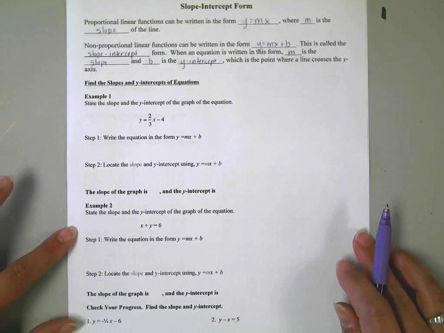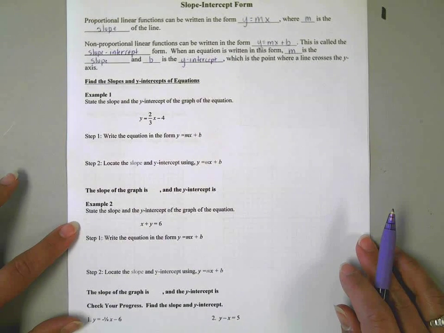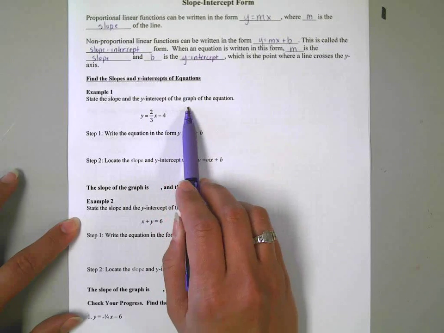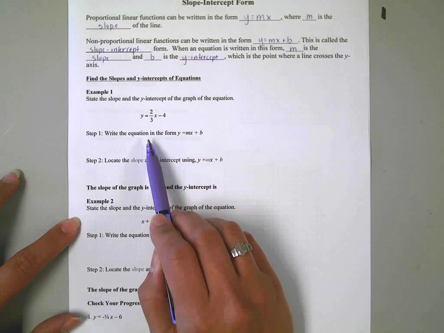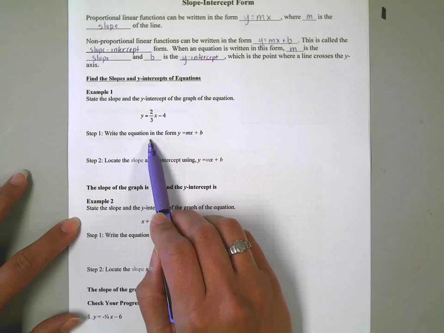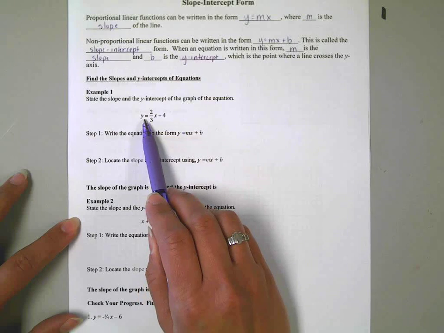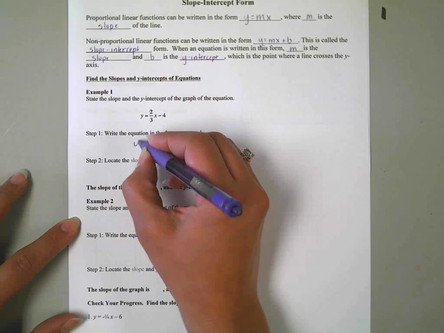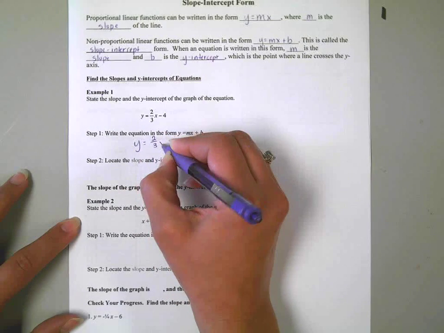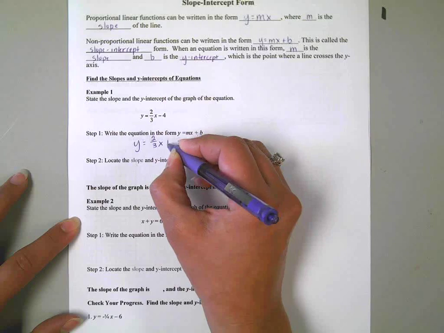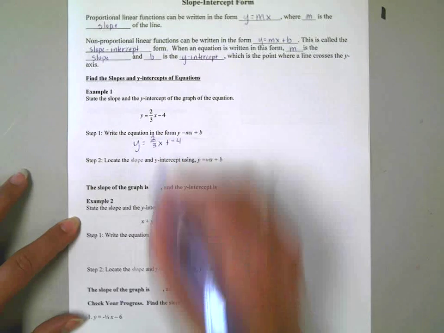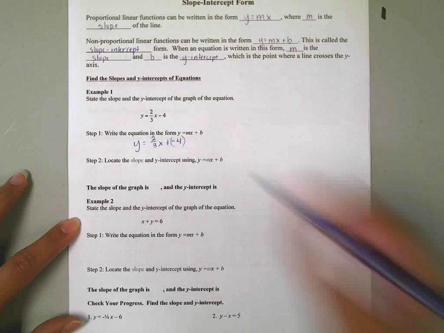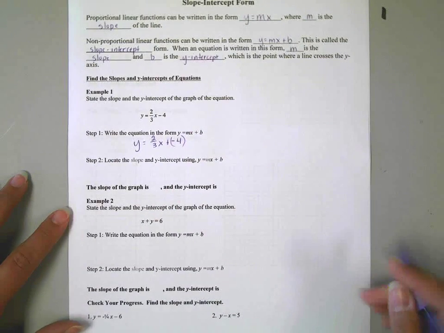Okay, so let's find slope and y-intercept looking at linear equations. So we want to state the slope and the y-intercept of the graph of this equation. So we want to make sure that the equation is written in y equals mx plus b format. So here we have y equals 2/3 x minus 4. Now I'm going to change the minus 4 to its additive inverse and have y equals 2/3 x plus a negative 4. And that's going to help us determine our y-intercept.